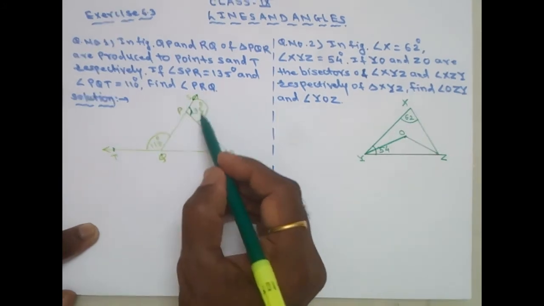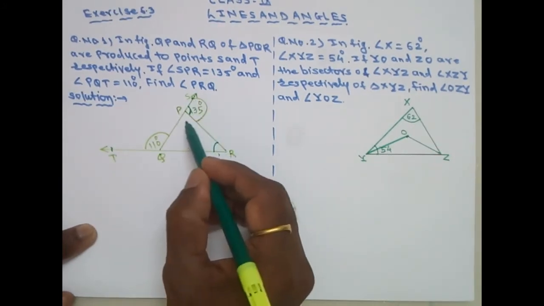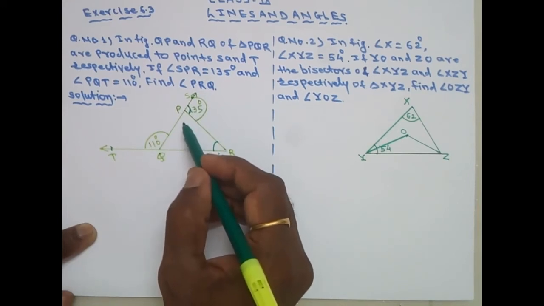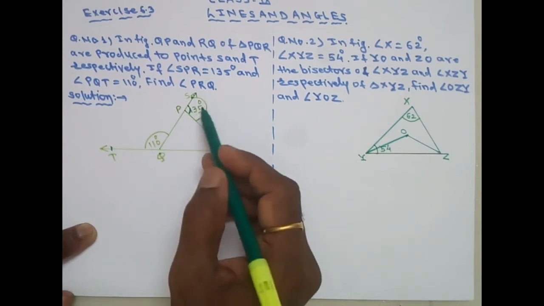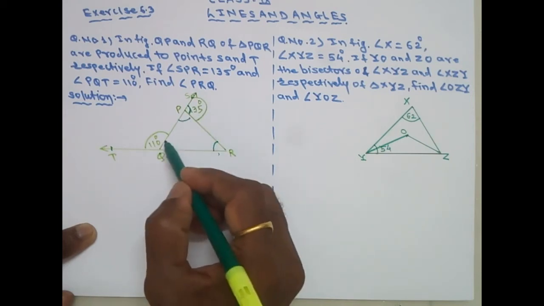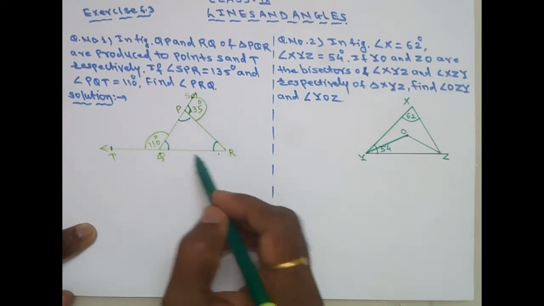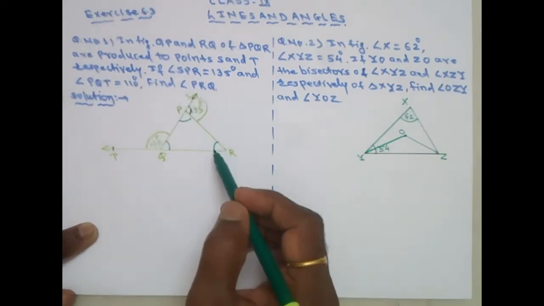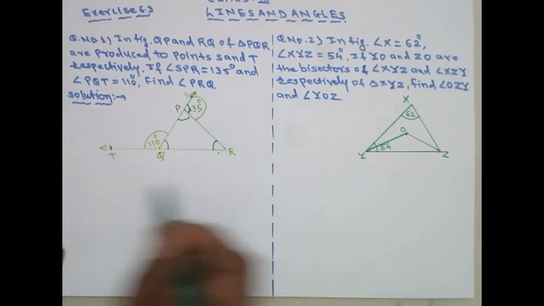Now, this angle is of 135 and this is the linear pair of this angle. So, this will be of 45 degree. 135 plus 45, it comes 180 degree. So, in this way, you can find this angle and this angle. Then, by using angle sum property of a triangle, you can find out this angle. Okay. So, right, solution.